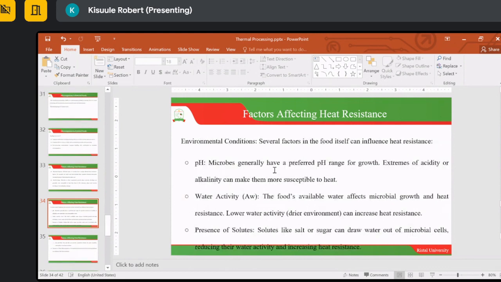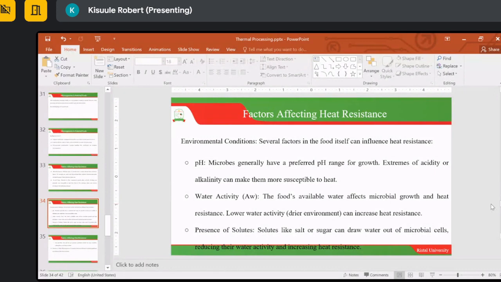Other factors affecting heat resistance are the environmental conditions. Some factors due to the food itself will influence heat resistance, not only the microbes. We are looking at the environmental conditions of the different foods, things to do with the pH. Microbes generally prefer a pH range for their growth, so extremes of acidity or alkalinity can make them more susceptible to heat.